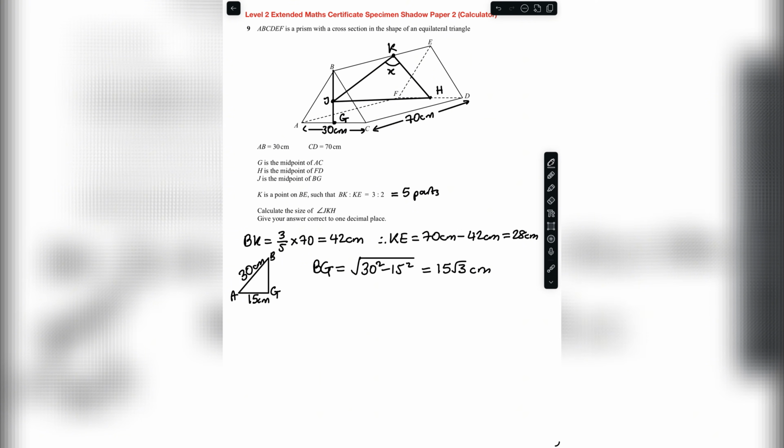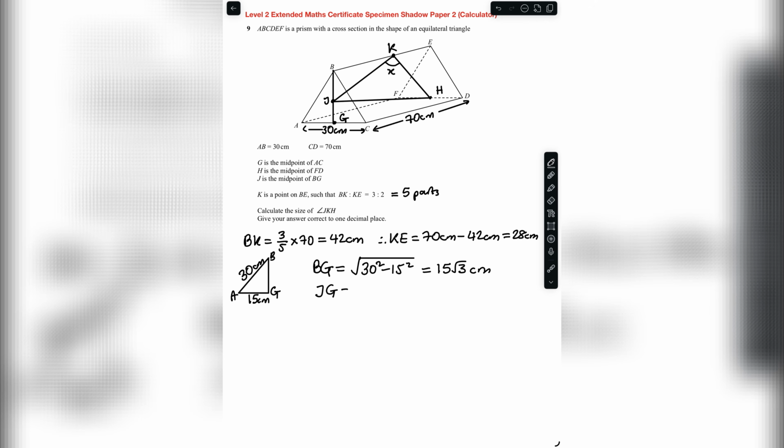The next thing we need to do is determine the length BG, because that will be used to obtain the length JG, which can be used to determine the length JH. So using triangle ABG, we know that AB has a length of 30 centimeters and AG has a length of 15 centimeters. So BG can be obtained using Pythagoras' theorem. So we have 30 squared minus 15 squared, square rooted, and that gives us 15√3 centimeters.